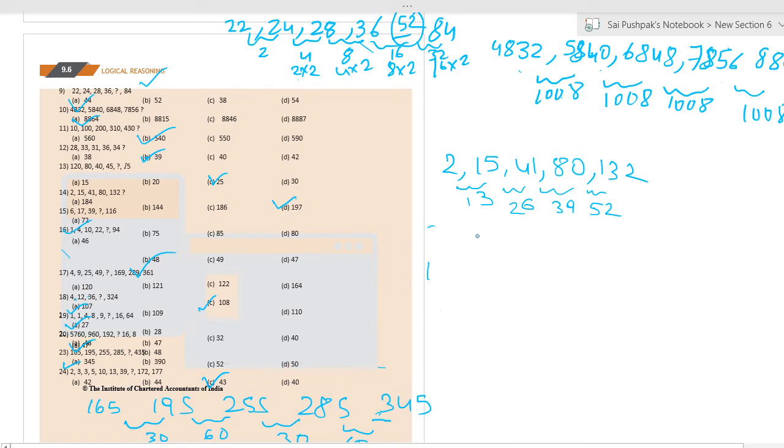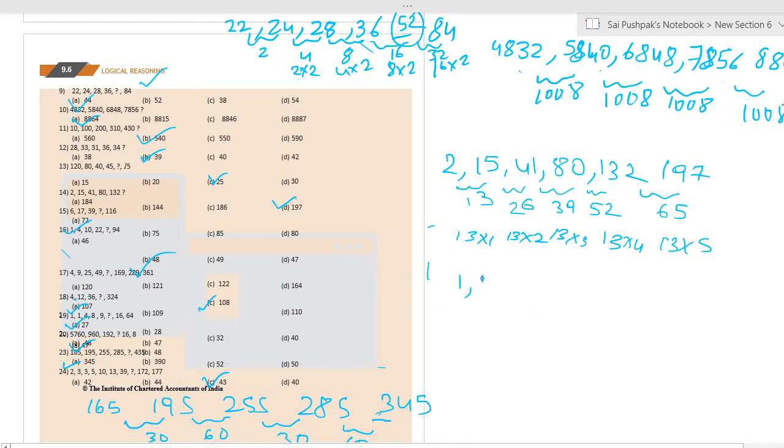Oh, now I got to know that it is a 13 table. 13 into 1, 13 into 2, 13 into 3. So they are testing our tables knowledge. And what will be the next difference? 13 into 5, which is nothing but 65. What is 132 plus 65? It is 197. Simple. So this question proved that we should also have the tables knowledge.